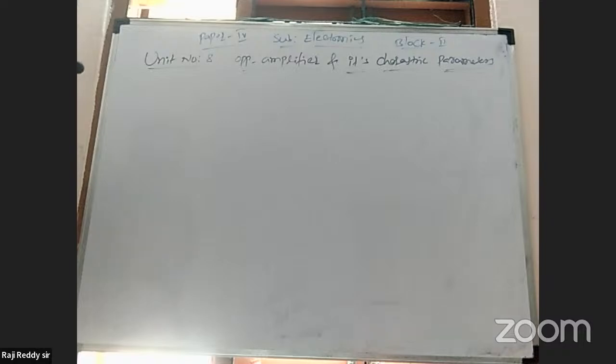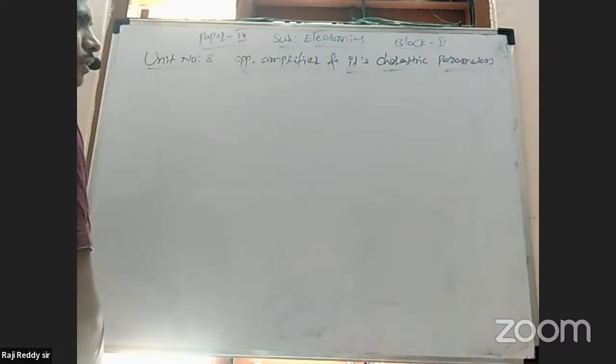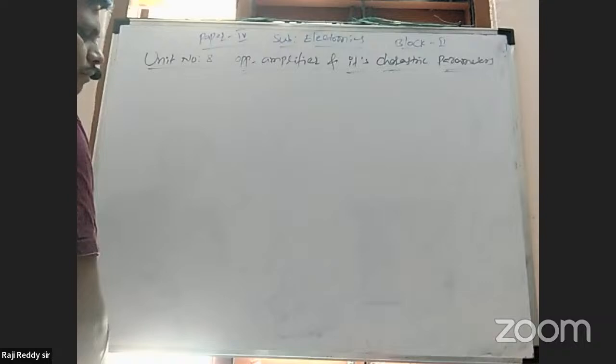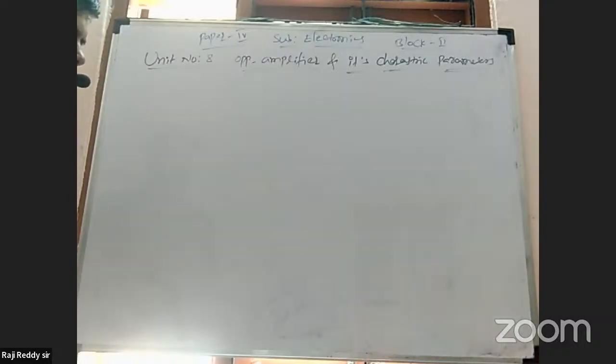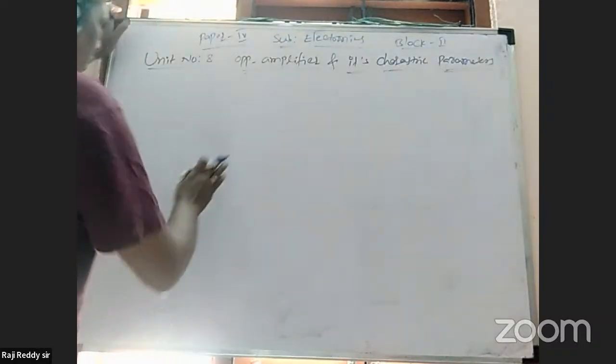Here, operational amplifiers are classified into two types. One is the inverting operational amplifier. Second one is the non-inverting operational amplifier.